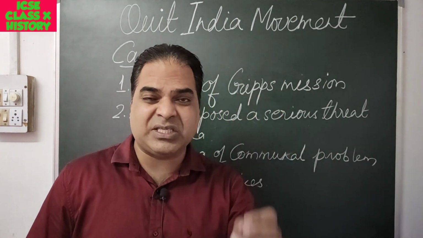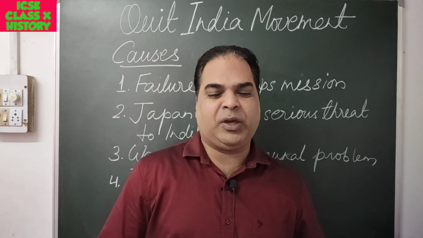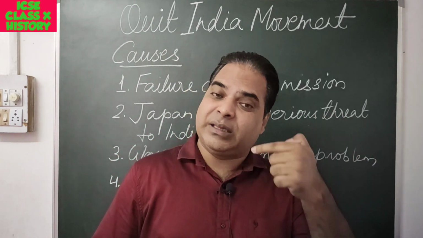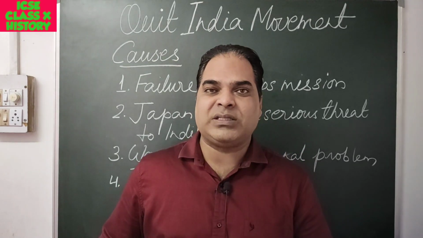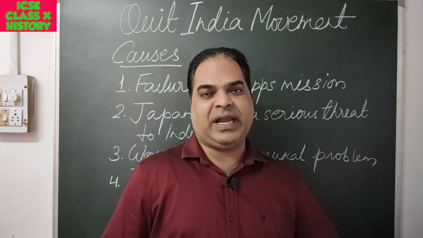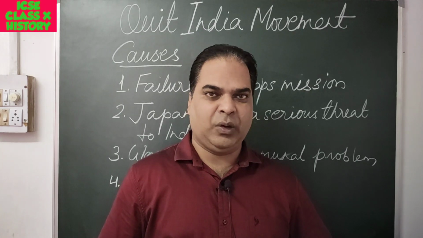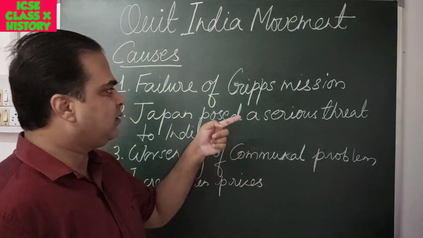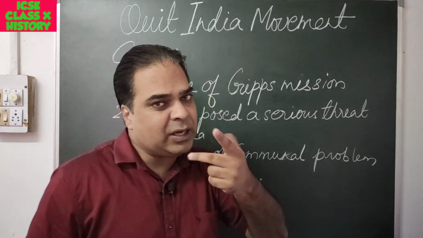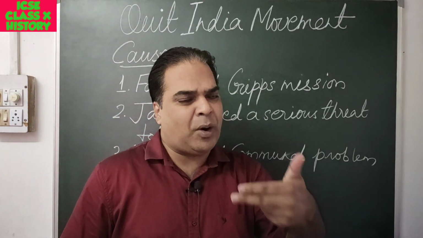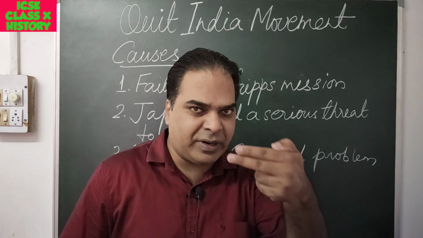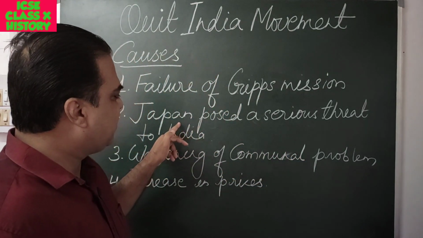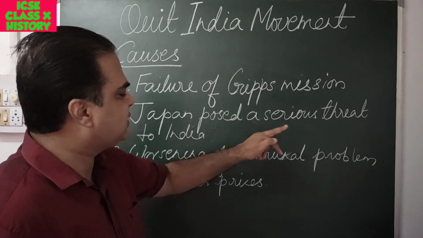The Congress ministers resigned because they felt that without taking them into confidence, India was dragged into the Second World War. Okay, that is also the point. The first one, failure of Cripps Mission. Second one, as per the importance, the resignation of Congress ministers. Now let us discuss Japan posing a serious threat to India.